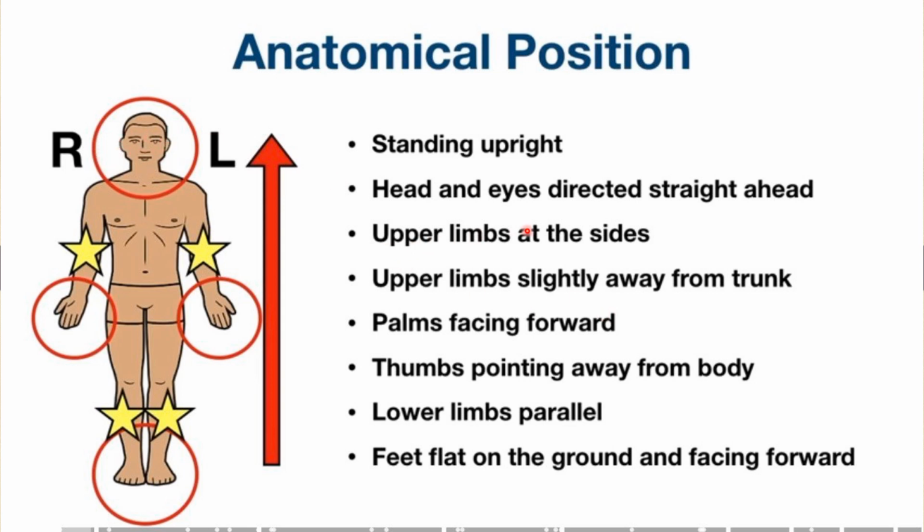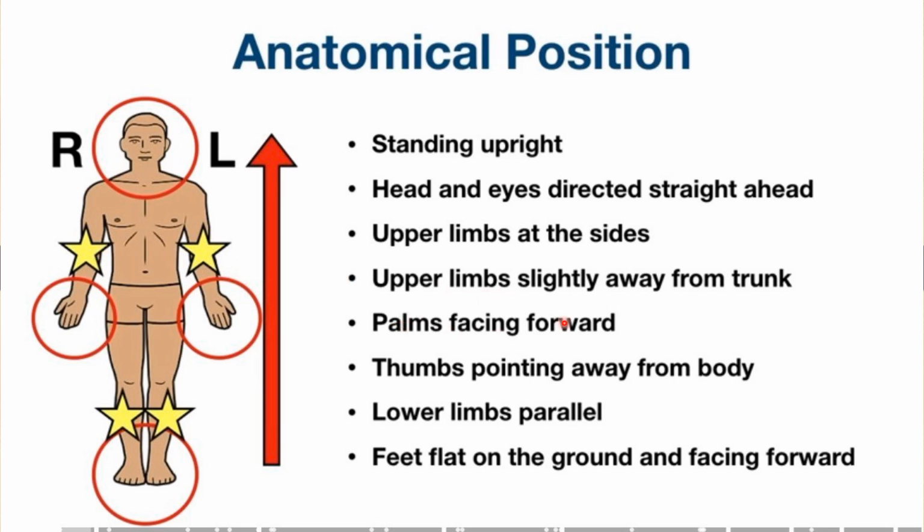Then the upper limbs are at the sides. Both of the upper limbs are on the sides, not on the shoulder or behind your back. They are close to your sides. Then the upper limbs are slightly away from the trunk. This whole place is the trunk. Your upper limb is slightly away from the trunk, so you see there's this angle. Because it's away from the trunk, it creates an angle.